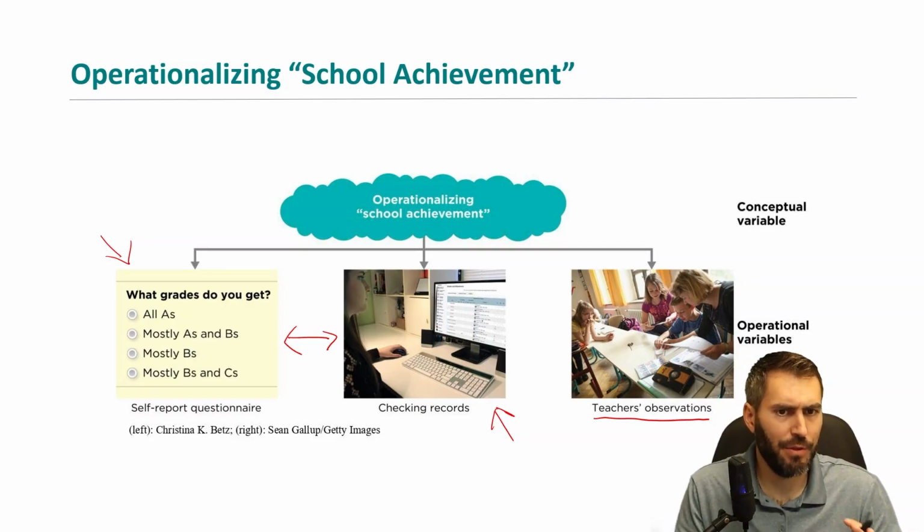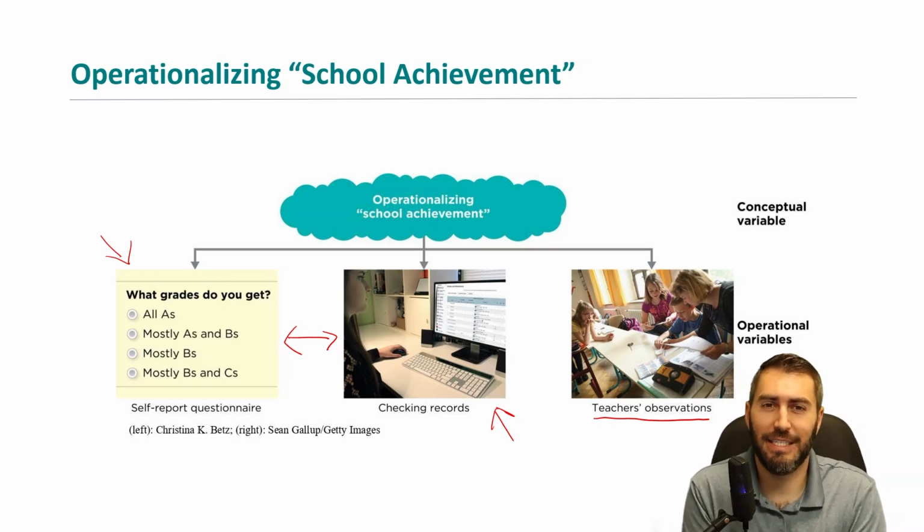So the point I want to make here is that we can take a single construct and we can operationalize that construct in different ways. There's multiple different ways we can take one construct and turn it into different types of measured variables and how we do that.